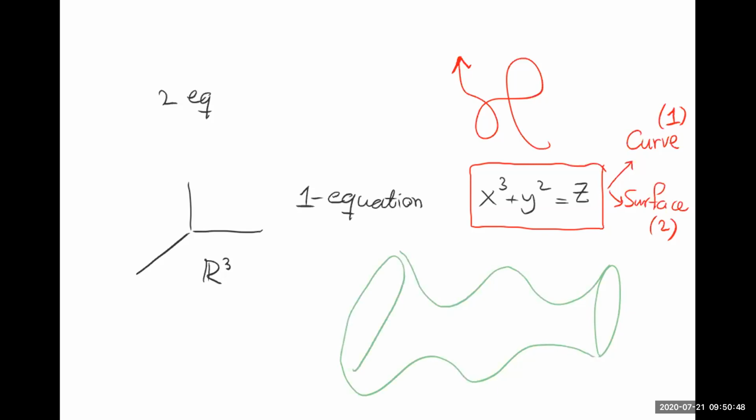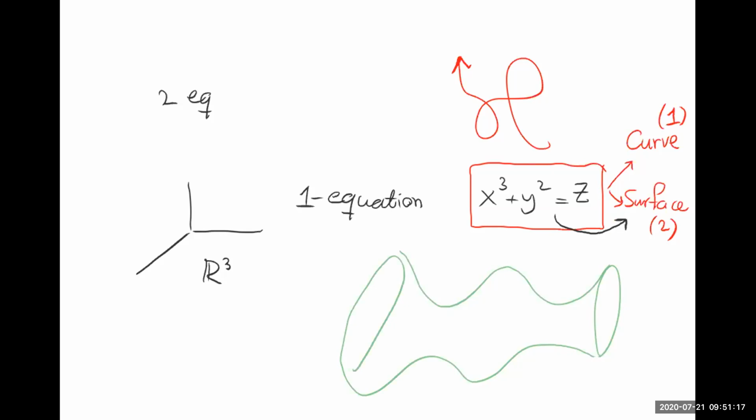Yeah, so when I give you one equation, you usually get a surface. If I give you another equation, it would give you a curve. Sorry, one equation gives you a surface. If I give you two equations, which are supposed to hold at the same time, you get a curve.